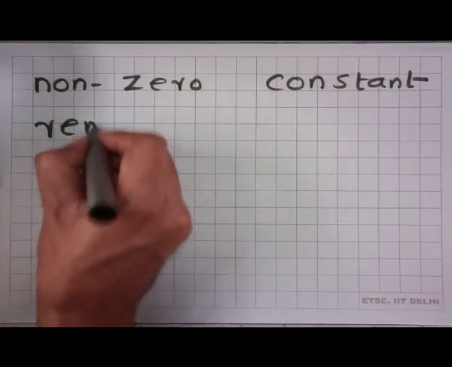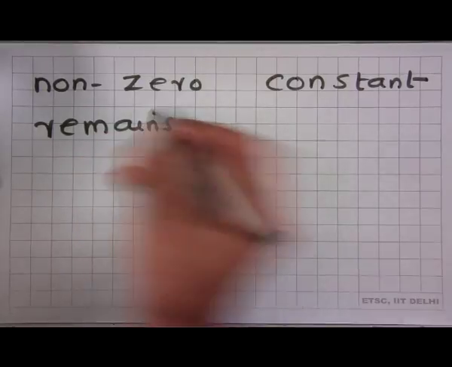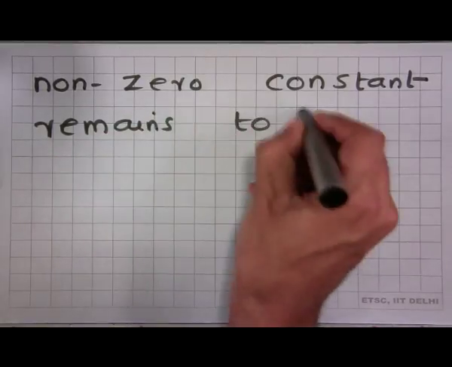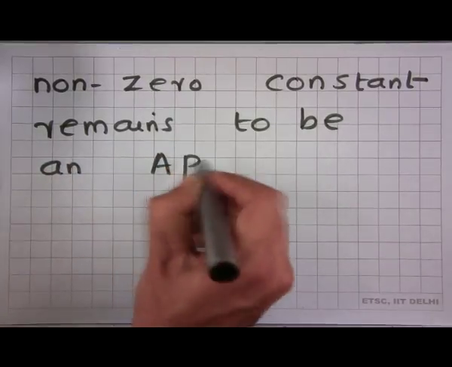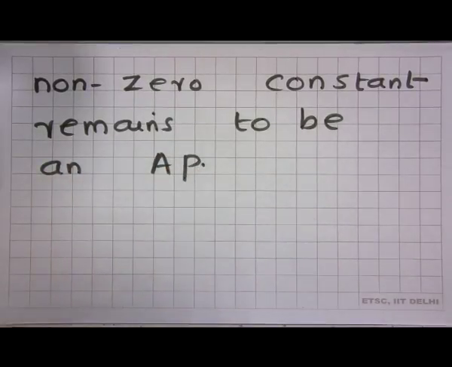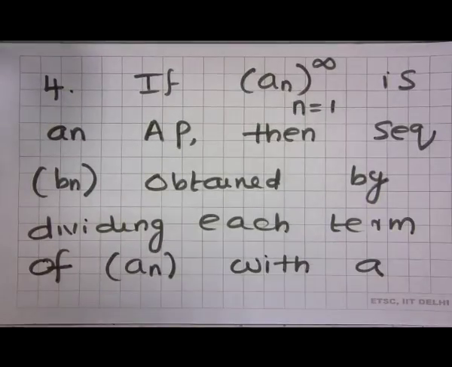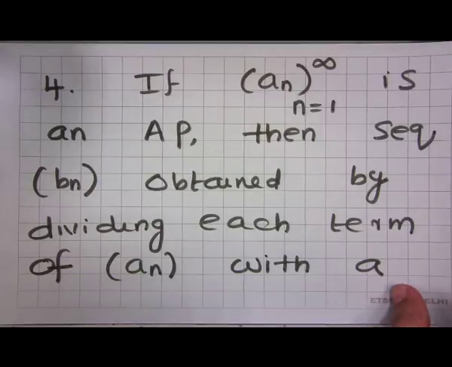Remains to be an AP. Given an AP, you can divide each term of that AP with a non-zero number. You can obtain a new sequence, and it's not hard to see that the new sequence is again an arithmetic progression.